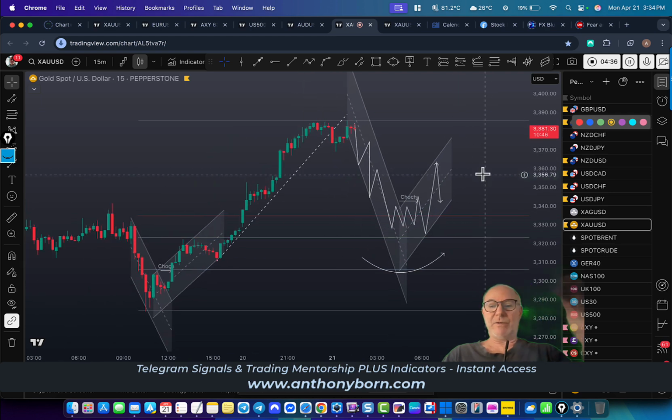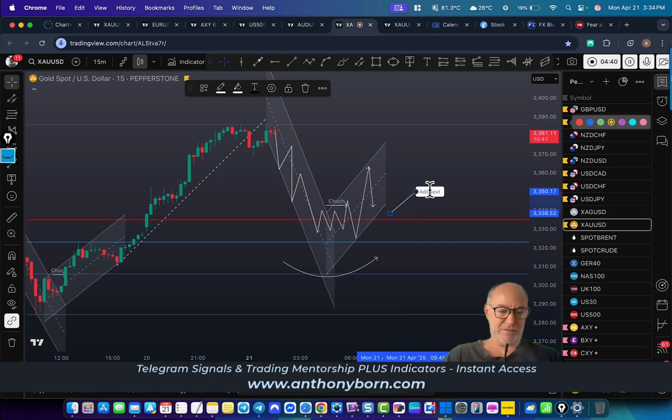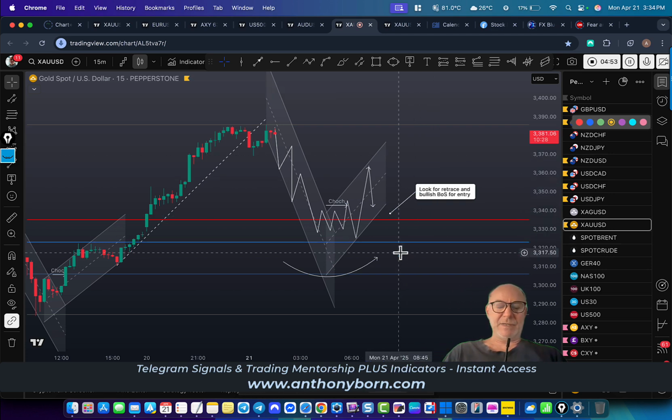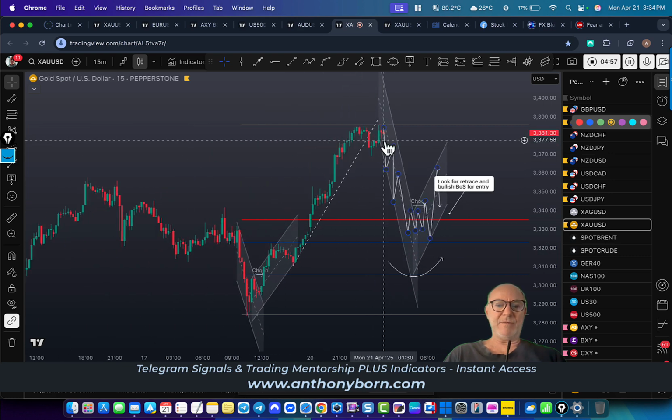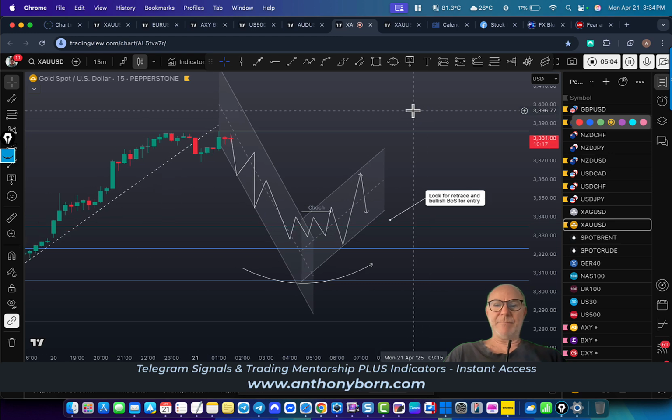Let me just put a note on here. It may or may not be here, but look for the pullback. Look for pullback, for retrace, and bullish break of structure for an entry. Stop loss under the low. Target any previous high and beyond. Maybe go for a 2-to-1 risk reward, risk 1 to gain 2, that kind of thing. That's my plan of attack, guys. That's a bit of a look at gold.